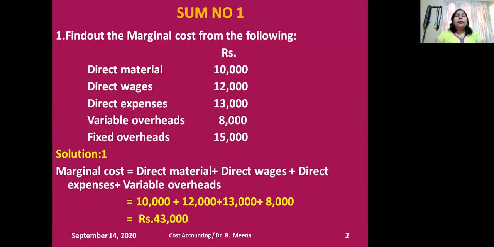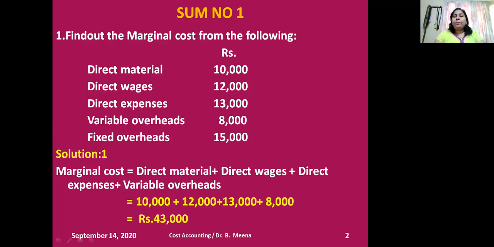Look at the slide. Find out the marginal cost from the following. The question is, what is the marginal cost? That is, finding out the marginal cost from the information given. Direct material, 10,000. Direct wages, 12,000. Direct expenses, 13,000. Variable overheads, 8,000. Fixed overheads, 15,000. From this information, we are going to calculate the marginal cost.